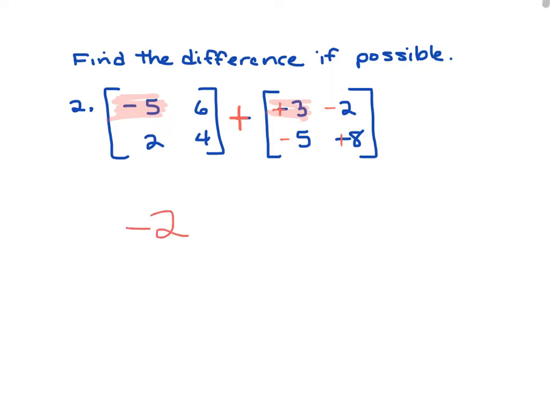And then I'm going to go back and add 6 plus -2, and I get 4. I'm going to go back and add 2 plus -5, and I get -3. And lastly, 4 plus 8, and I get 12. And I'm done.